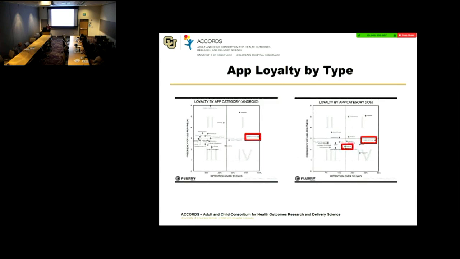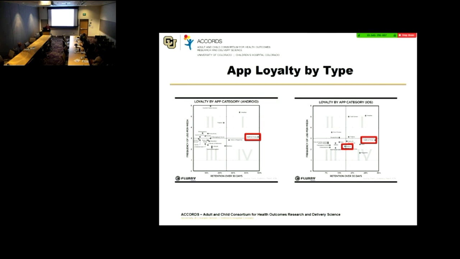App loyalty by type. This is just how many people have downloaded an app on their phone or tried something and then opened it a second time? How many people are used to, I'll give this a look and maybe it's not interesting and I'll just delete that? I see a lot more head nods. You're not alone.